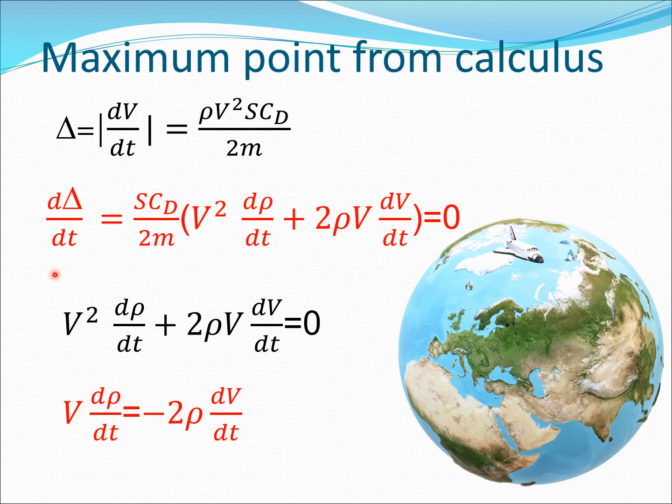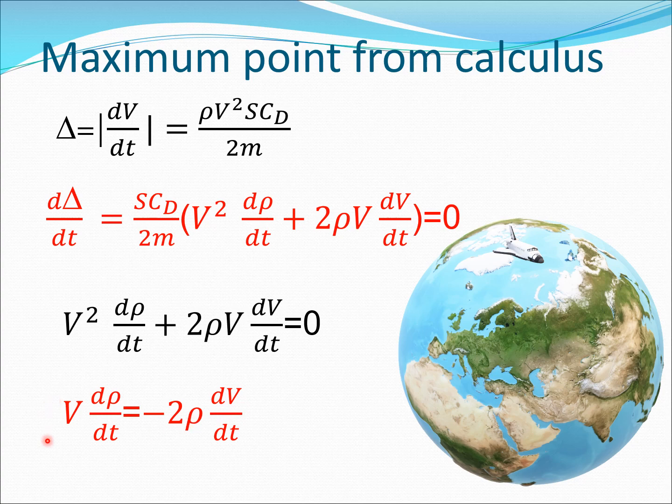So we differentiate delta with respect to t. So what happens is that S CD by 2m come out because these are constants, and inside we get v square d rho by dt plus 2 rho v dv by dt. So essentially here I took v square and I differentiated the rho term, which gave me d rho by dt, and here I took the rho term out and I differentiate v square, which gave me 2v into dv by dt. Now from calculus I know that at the stationary point this should be 0, so I set this to 0. So therefore I can drop this constant out and I can simply write this equation here, that the term inside the bracket should be 0.